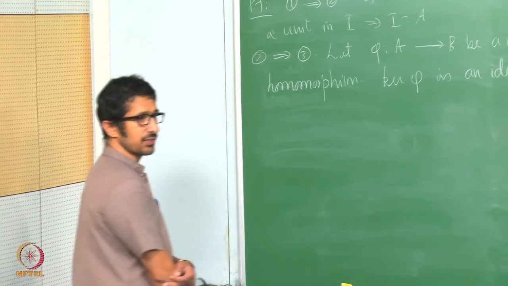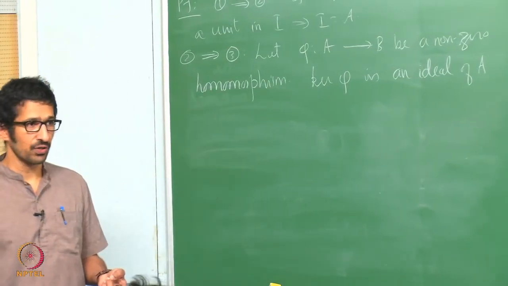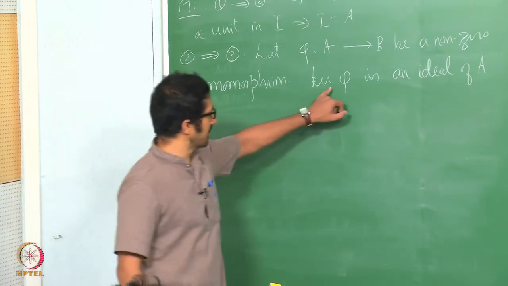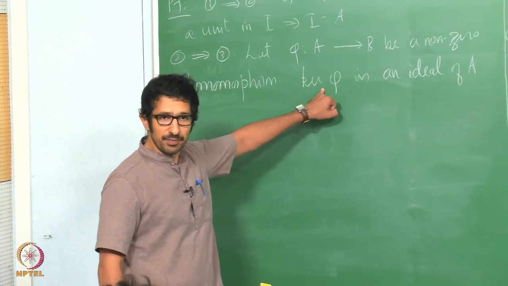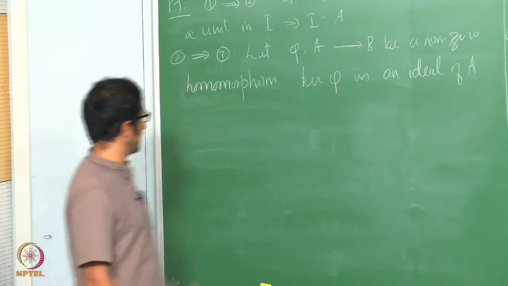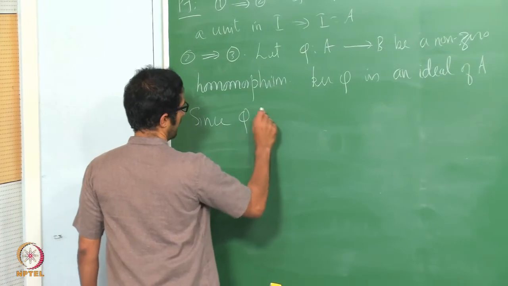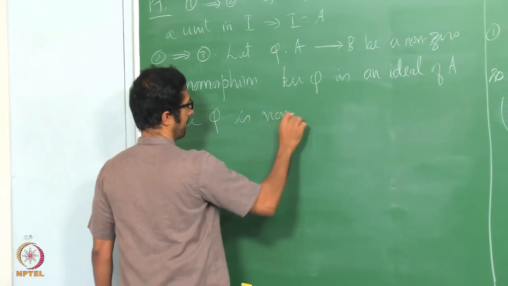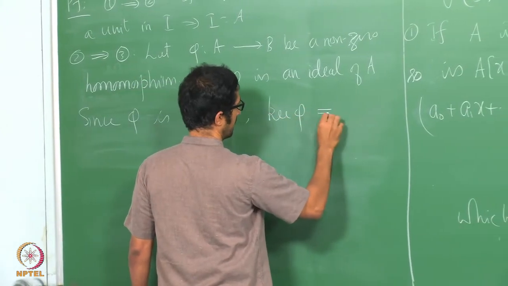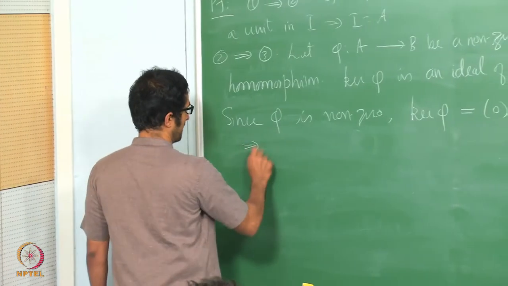Now, the kernel of phi has only 2 options. It can be either 0 or the whole of A. But can it be the whole of A? Because we are assuming that phi is a non-zero ring homomorphism, the kernel of phi has to be equal to 0. So, that implies phi is injective.